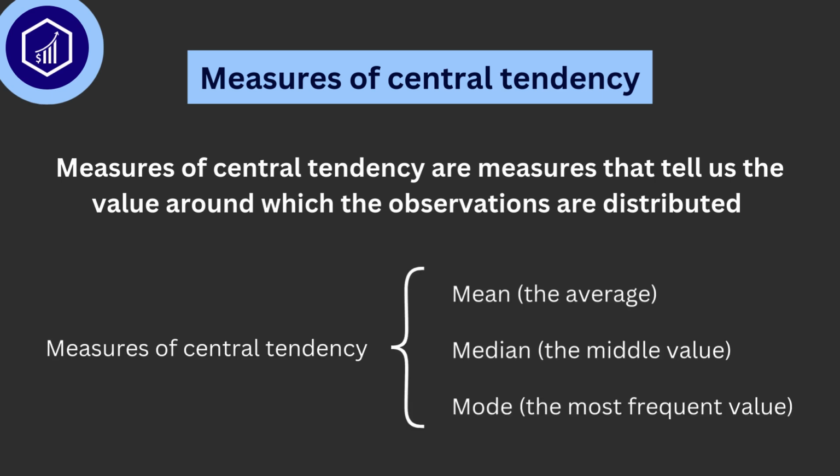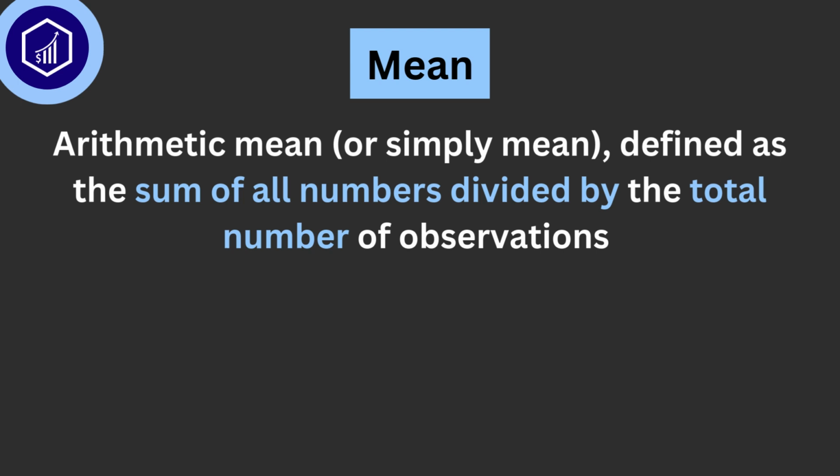The three most common measures are first, the mean, which is the arithmetic average, next, the median, which is the middle value, and finally, the mode, which is the most frequent value. Let's start with the mean.